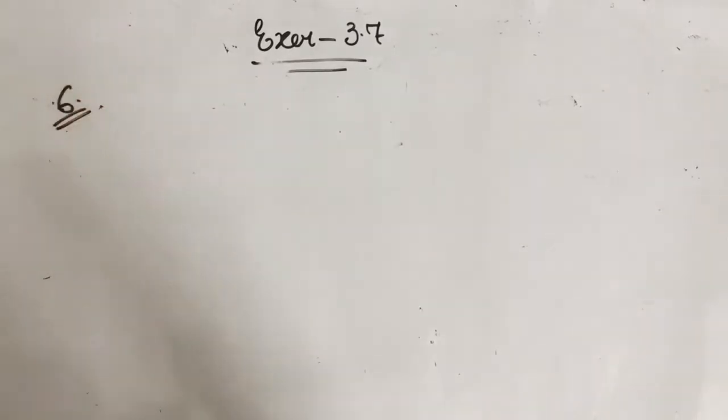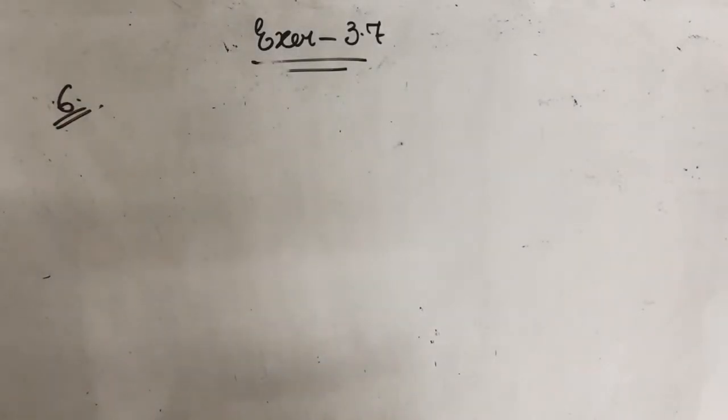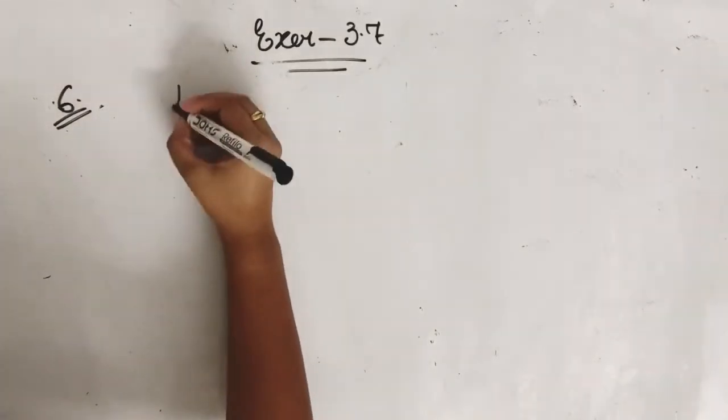Sixth question. The traffic lights at 3 different road crossings change after every 48, 72 and 108 seconds respectively. If they change simultaneously at 7 am, at what time will they change simultaneously again? Simultaneously means ek saath, together. So we'll find the common multiple of 48, 72 and 108.